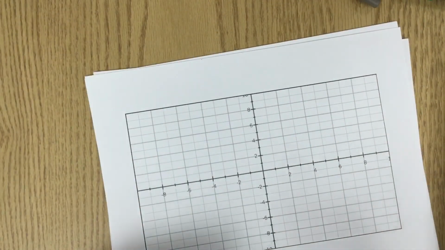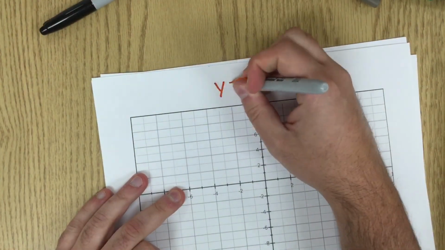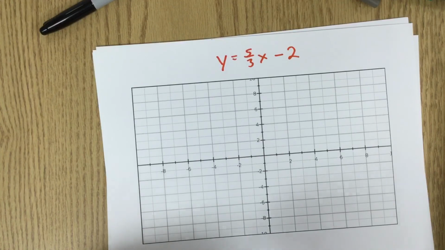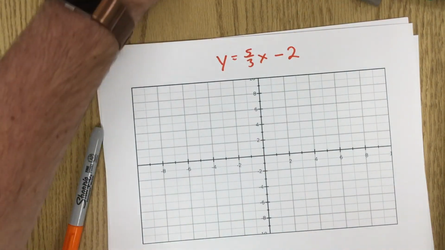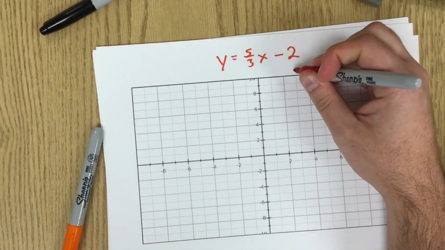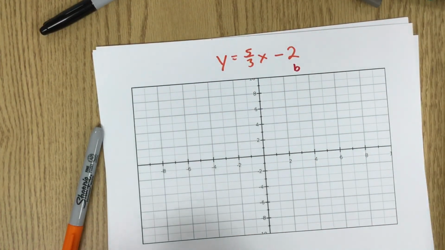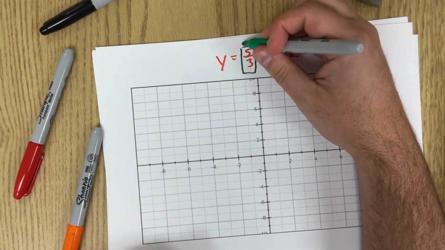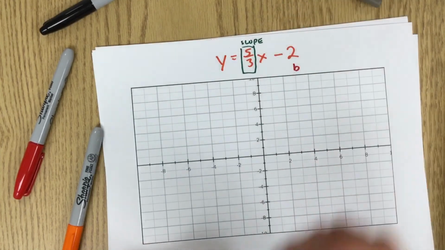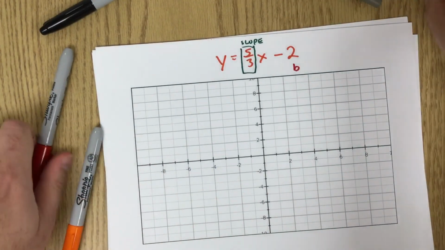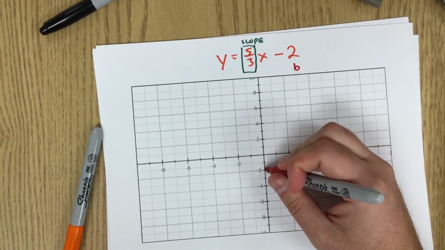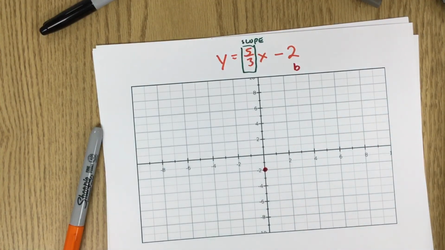Let's say the equation we want to graph is y equals 5/3 x minus 2. So that's the equation we want to graph here. And what we notice, of course, is that this is the b part, and this over here is the slope. We'll get back to the slope in a second. We're going to start with the b. So the b, which is the y-intercept, is at -2. So we're going to quickly start off by making a point at -2.